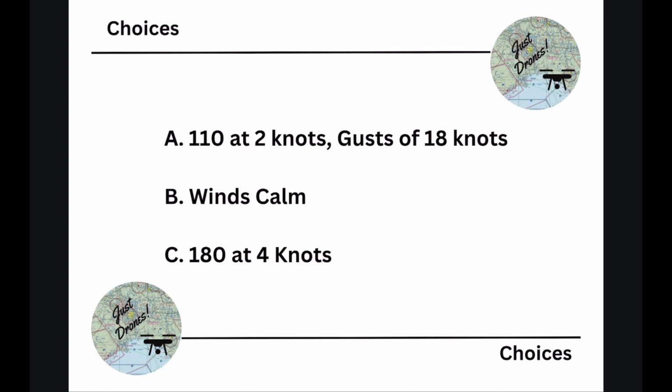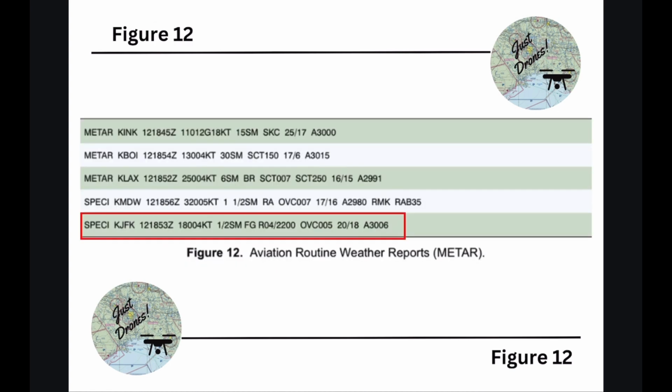We have B, winds calm. And we have C, 180 at 4 knots. So let's go back and find KJFK. All right, so KJFK is just a little bit different.